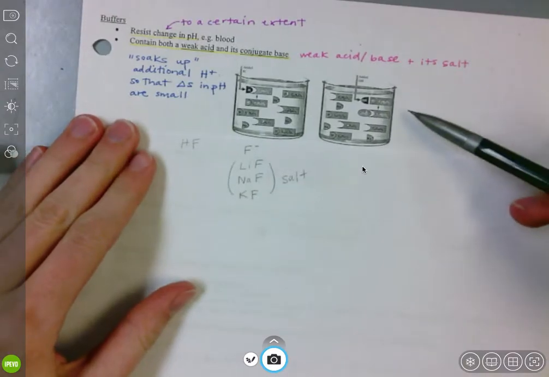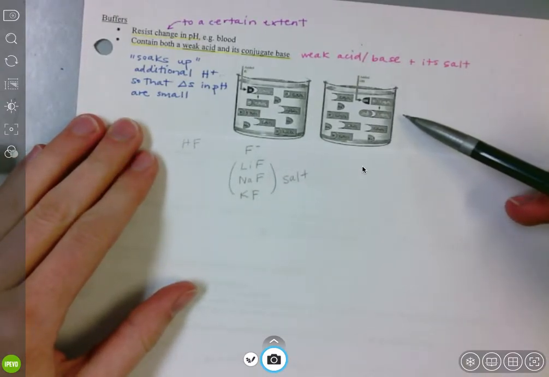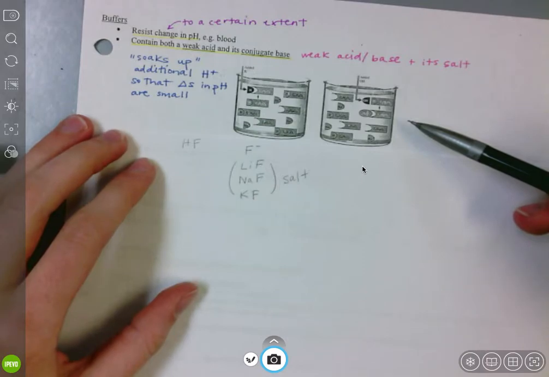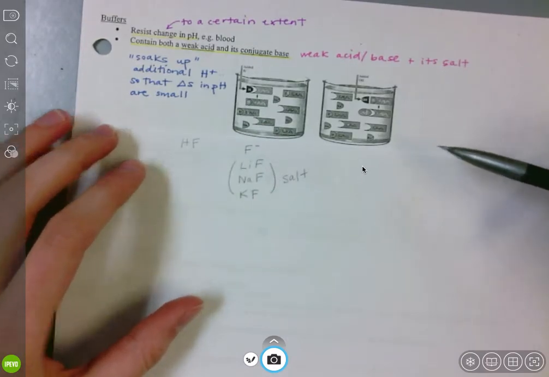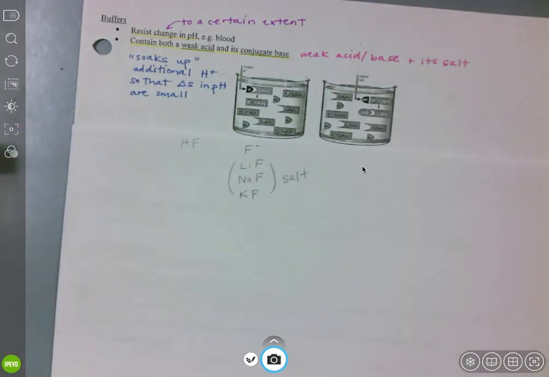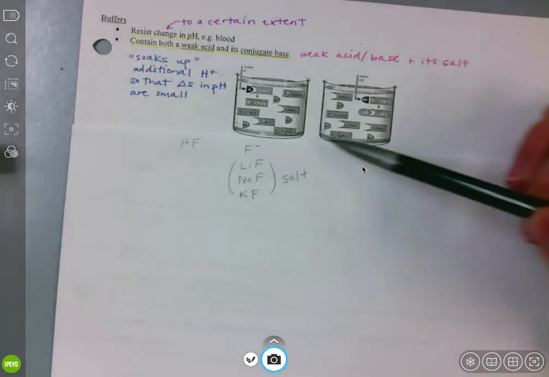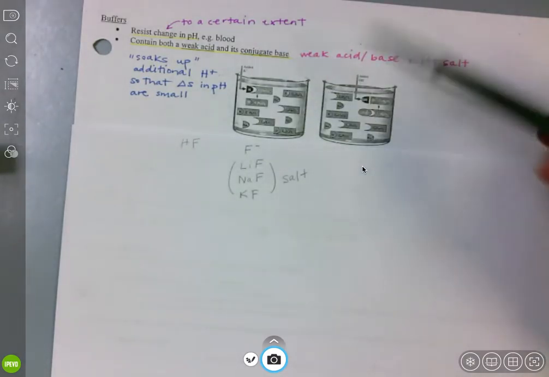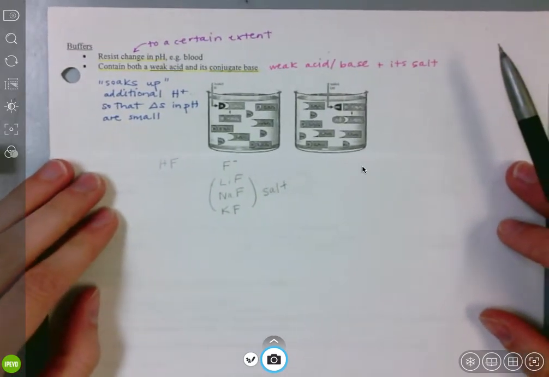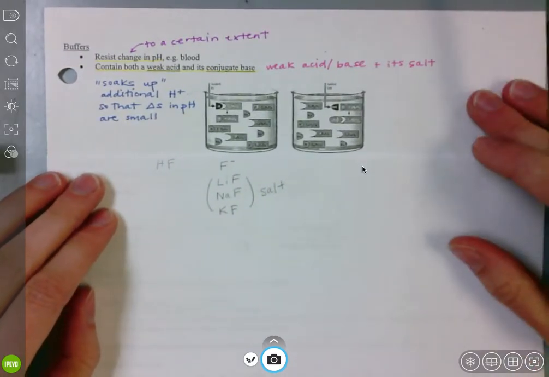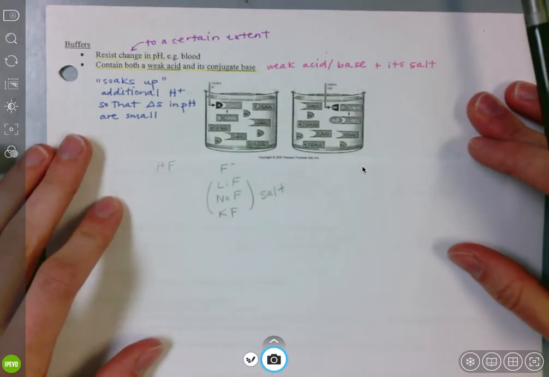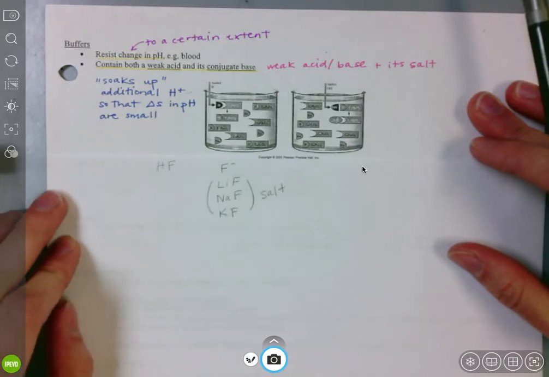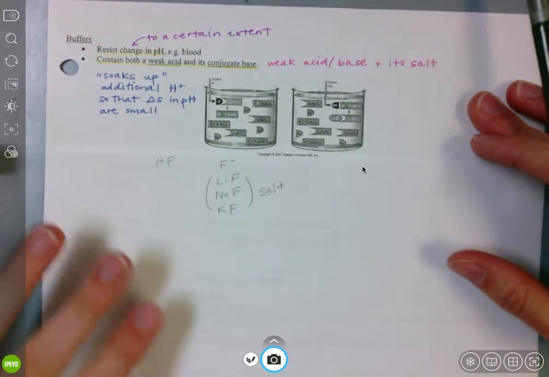In Canvas, there is a link to a YouTube video. I think the link for the video in Canvas says buffers, blood buffer system. Buffers are explained with a good analogy in that video. So watch that video if you need a little bit more information on buffers. Buffers are super, super important to keeping us alive in our blood. It's super interesting.